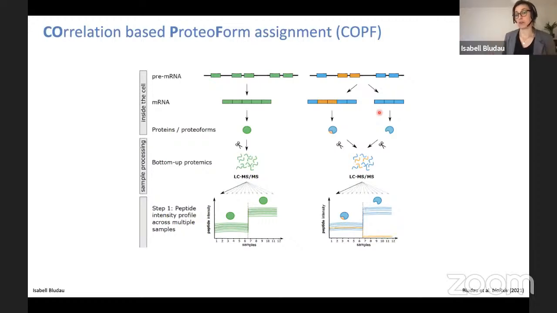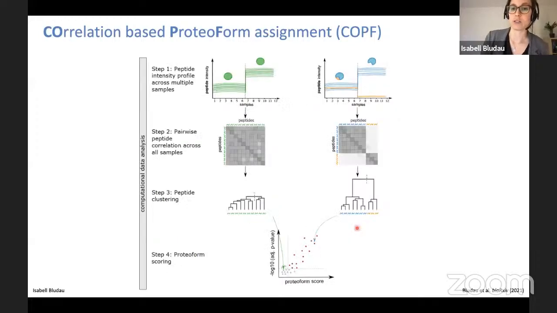However, if we have a gene that actually results in different alternatively spliced mRNA isoforms that are then translated to different proteoforms, they can actually no longer be separated in a single bottom-up proteomics experiment. If these two proteoforms are differentially abundant across the conditions that we look at, we can actually figure out groups of co-regulated peptides, which will distinguish the two proteoforms.